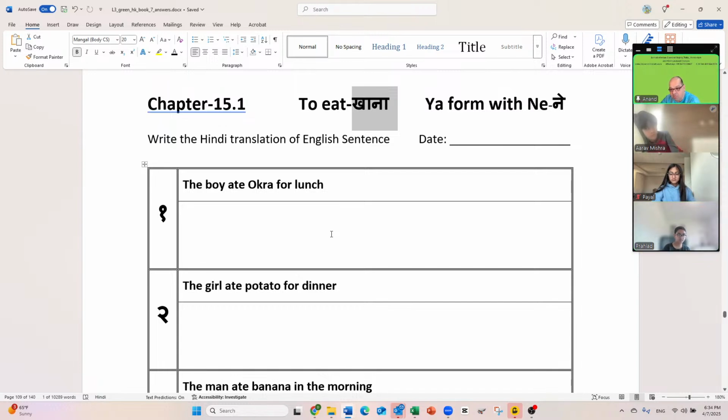Now whenever it's ya form, one more question we have to ask: do we add ne or we don't add ne? I'm leading you how to do this. So now, do we add ne to khana or we don't? We do. So now give me the sentence with ne. You said ladka lunch ko okra khaya hai, right? Add ne and give it to me. Wait, but where do you add ne? After the subject of the sentence. Who is the subject of this sentence? The ladka, the boy. Okay, add ne after ladka.